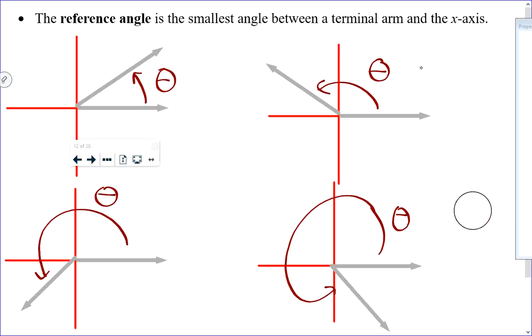The reference angle is the smallest angle between the terminal arm and the x-axis. So this is the reference angle. No direction. There's no direction associated with it. It's an angle. This is the reference angle.